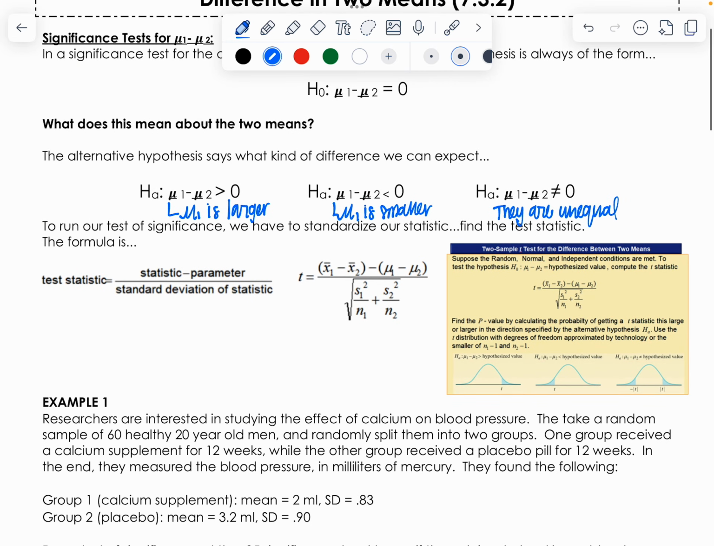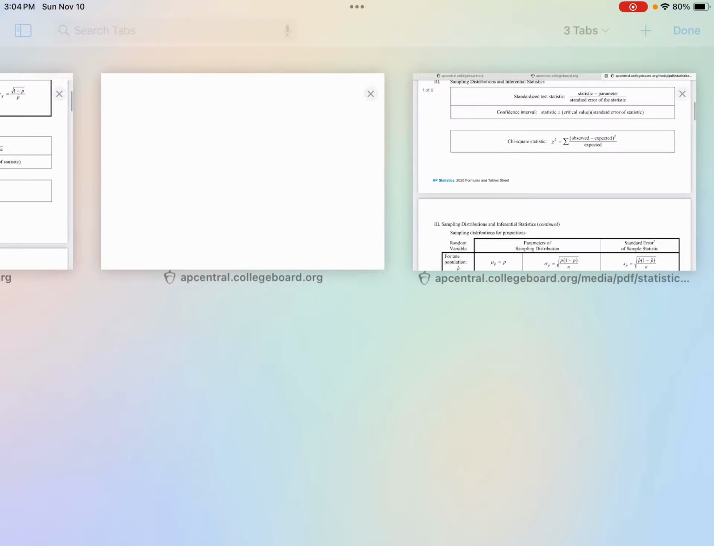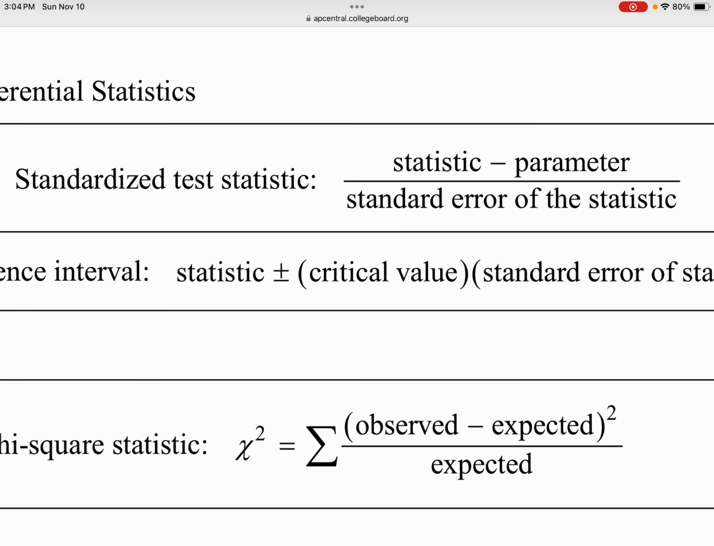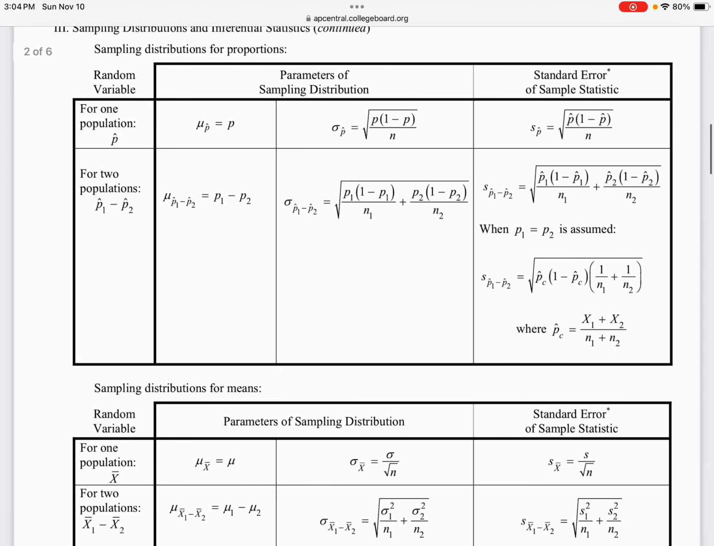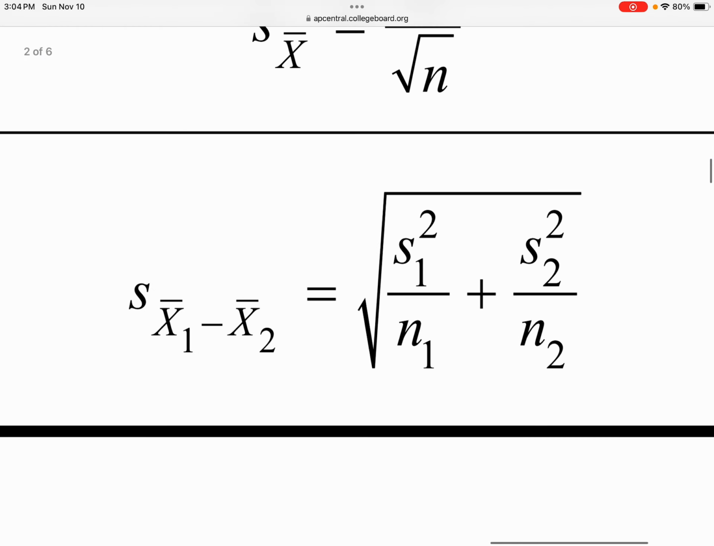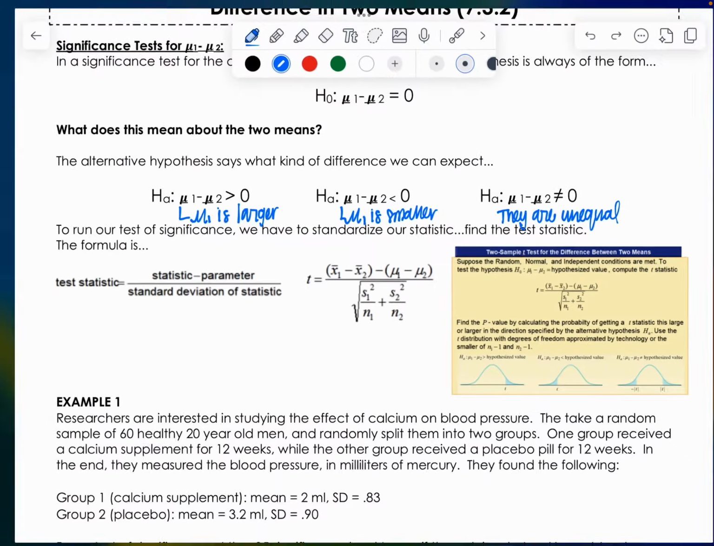All right. To run our test of significance, we find that t-score like we did yesterday. That t-score formula is this one right here, which is emphasized here, and on our formula sheet. So remember, all the formula sheet gives us is the general standardized test statistic formula, similar to confidence intervals. And then we know our standard error always comes from the far right column, either for percents, or today, for means. We have two means, so it's the square root of s1 squared over n1 plus s2 squared over n2.